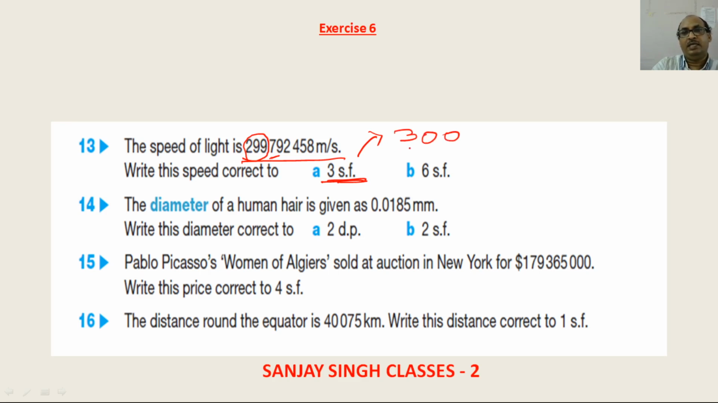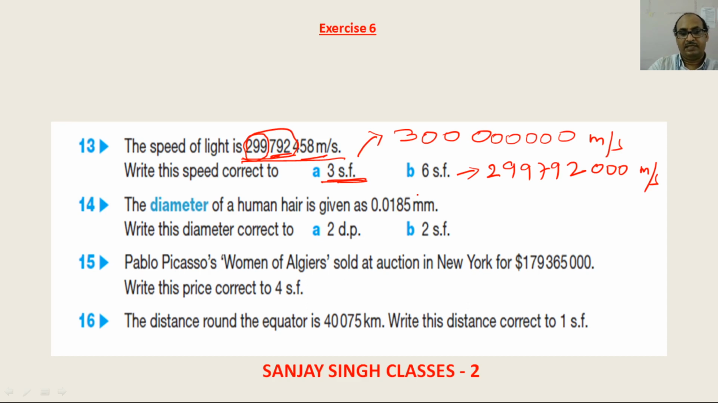And remaining 0. Do not forget, remaining will be 0. So that is for A. Now for 6 significant figures, it means we have to utilize this much, 6. But 4 is lesser than 5, so there will not be any effect. So it will become 299,792,000 meter per second. Here also we need to write meter per second.